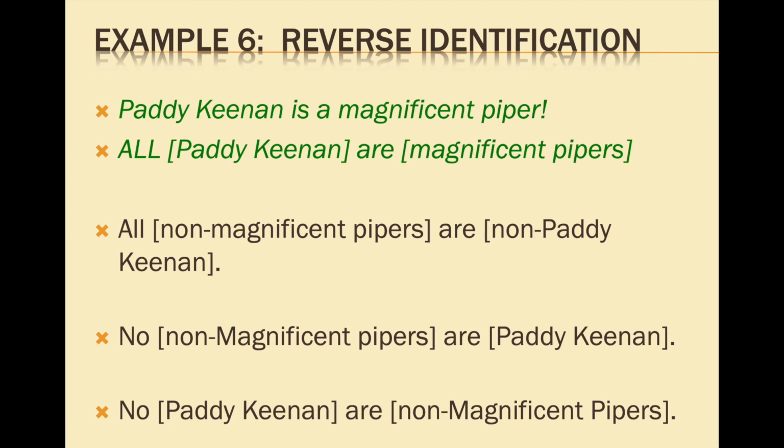So if you keep doing this, you'll keep generating the same three logically equivalent statements and the original two-term statement, because there's only going to be four possible logically equivalent statements. So again, go back to that original, all Paddy Keenan are magnificent pipers. Do the obversion, it becomes no Paddy Keenan are non-magnificent pipers. And that result, the obversion of the original, turns out also to be the conversion of the obverted contraposition.